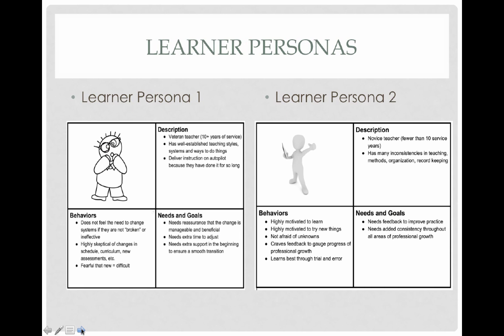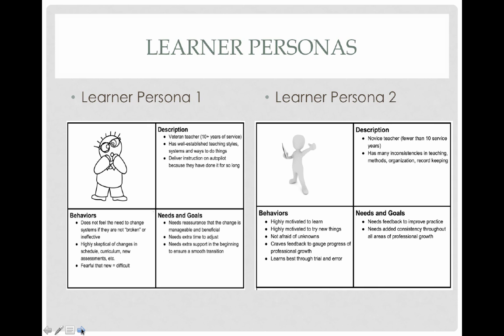There are 2 learner profiles. The first one is the veteran teacher, one who has 10 or more years of service. They have well-established teaching styles, systems and ways of doing things, and they deliver instruction on autopilot because they've done it for so long. The veteran teacher is not keen on changing or implementing things that are new. So the teacher would need assistance and reassurance that the change would be manageable and beneficial. They also need extra time to adjust and extra support.